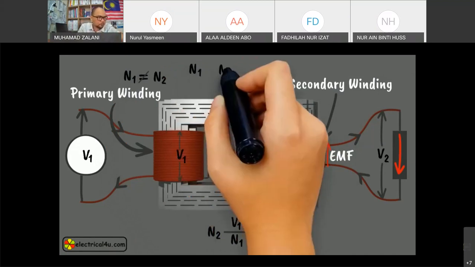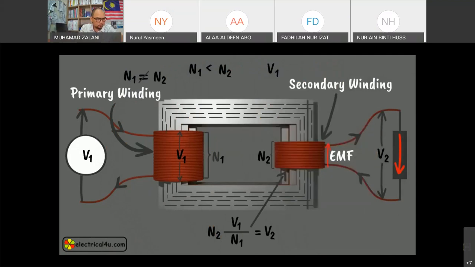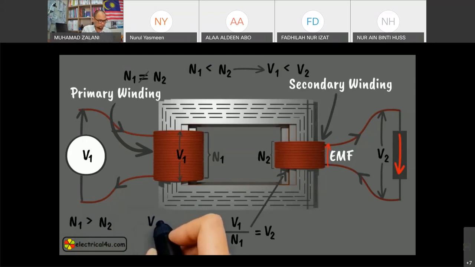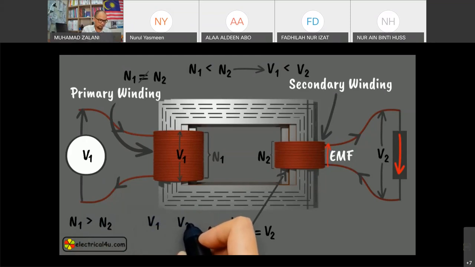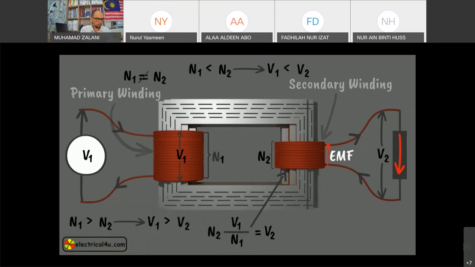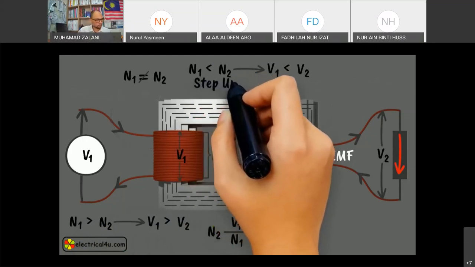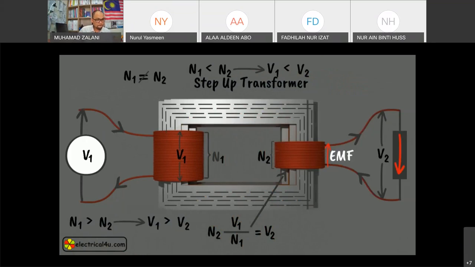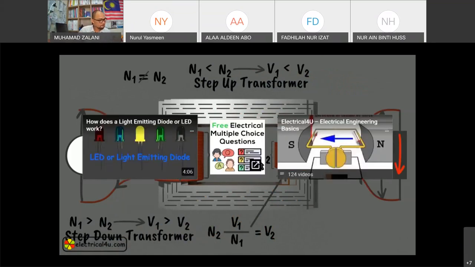Now, if N2 is greater than N1, the secondary voltage will be more than the primary voltage. On the other hand, if N2 is less than N1, the secondary voltage is less than the primary voltage. The former is called a step-up transformer, and the latter is called a step-down transformer. This is the most basic theory of a transformer.